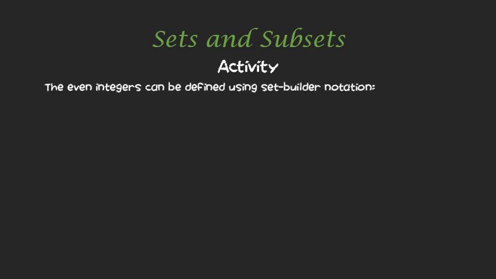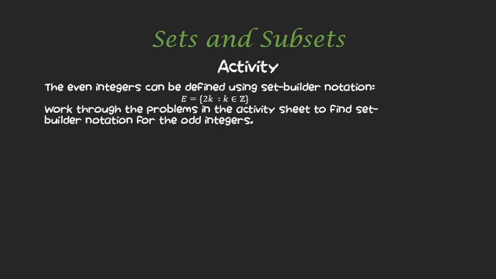Now that we've practiced a little bit with set builder notation, I would like you to practice this on your own and discover a little bit yourself through an activity. So make sure you take a look at the activity sheet that goes along with this chapter. In the activity, we'll start by giving a set builder notation for the even integers. So it looks like this. And what I'll have you do is work through some problems to come up with the set builder notation for the odd integers. And along the way, you'll understand a bit more about set builder notation.